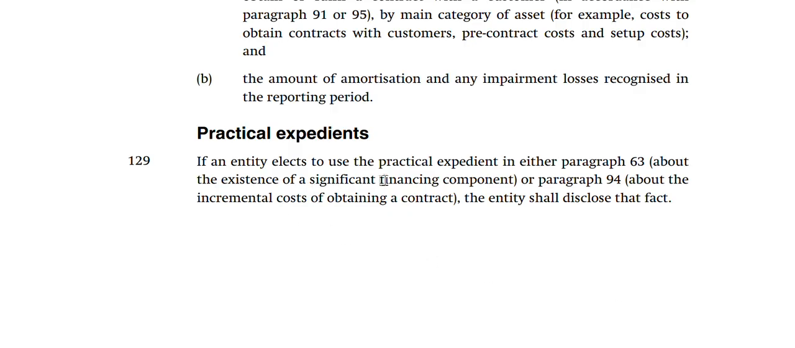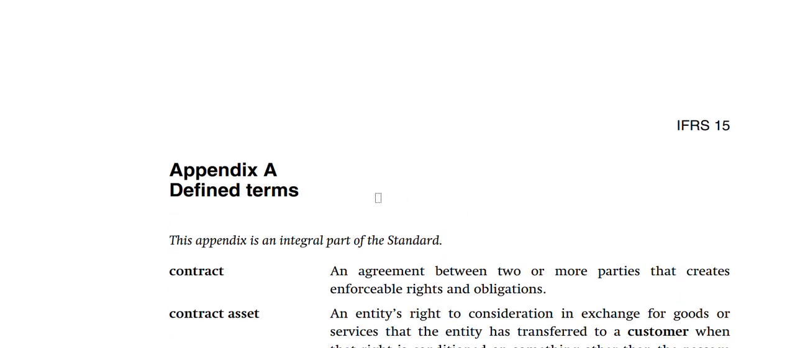Then practical expedient. If an entity elects to use the practical expedient in paragraph 94 or 63, the entity shall disclose that fact. Then after that, we'll be looking at appendixes or definition and terms. This will take us to the end of class 2 of IFRS 15, revenue from contract with customer.